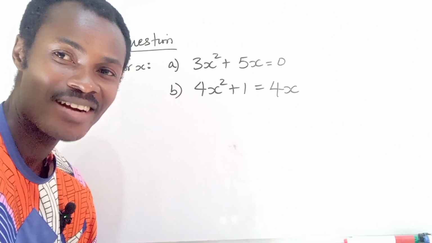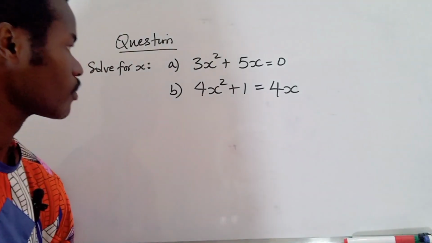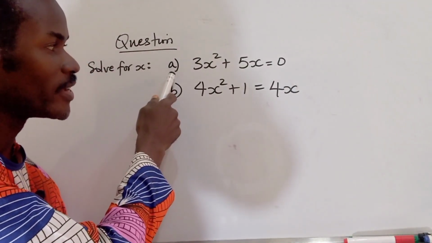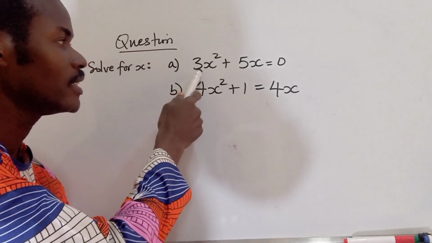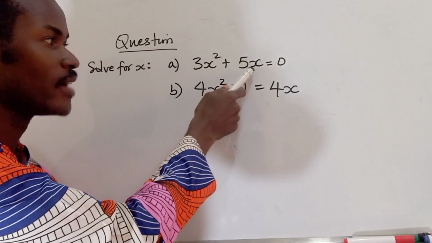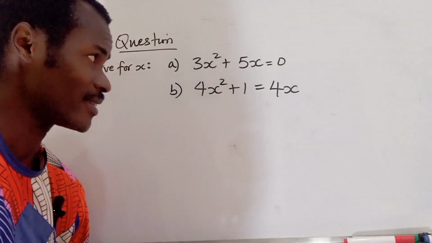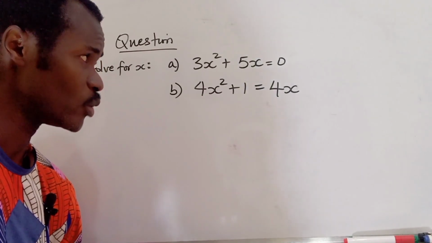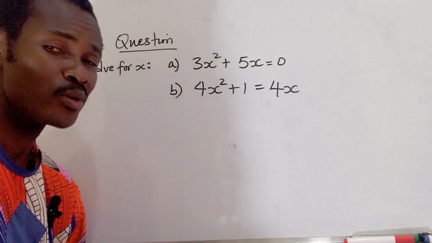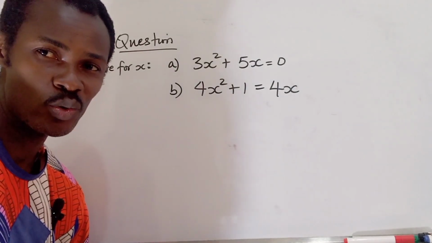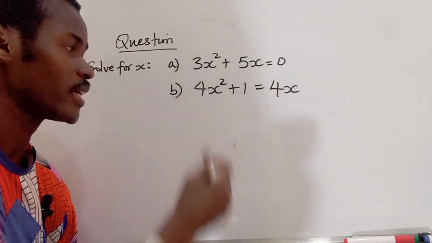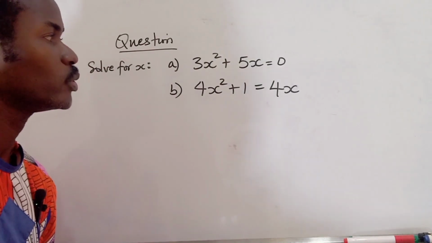Alright, so let's get right into today's question. It says solve for x. For a, we have 3x squared plus 5x is equal to 0. So from our previous work, we can see that when we solve this problem, we are supposed to have two solutions for the value of x. So what am I going to do?